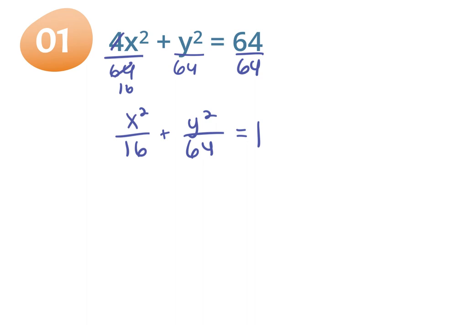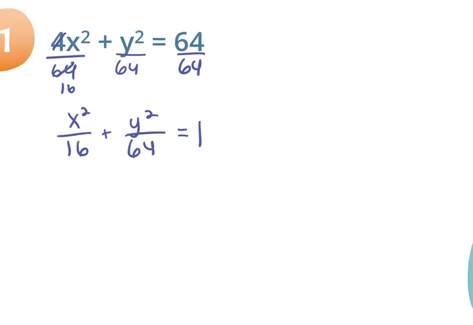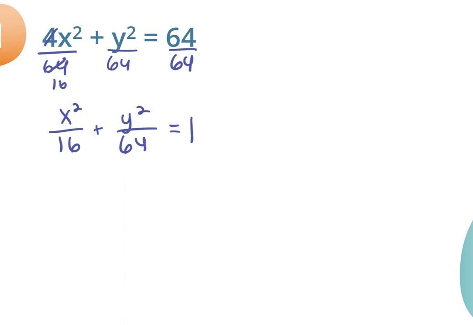Now, which is the bigger denominator? 16 or 64? 64. What variable is it under? Y, which means this is going to be vertical. This is going to be taller than wide, or vertical, because the larger denominator is under the y. It has nothing to do with the order.